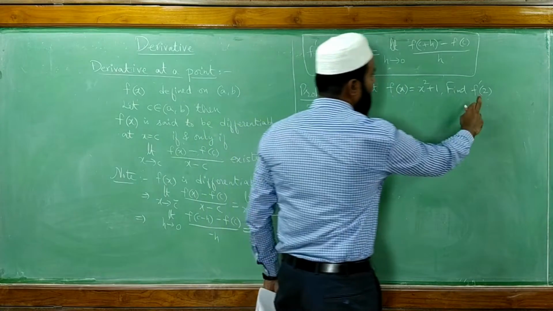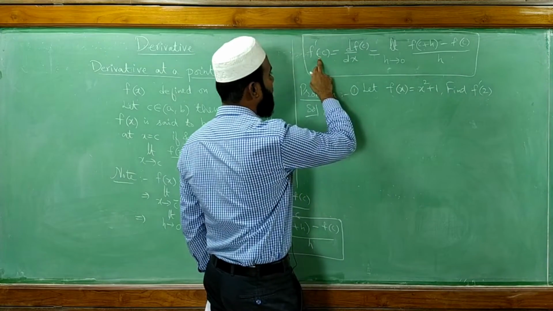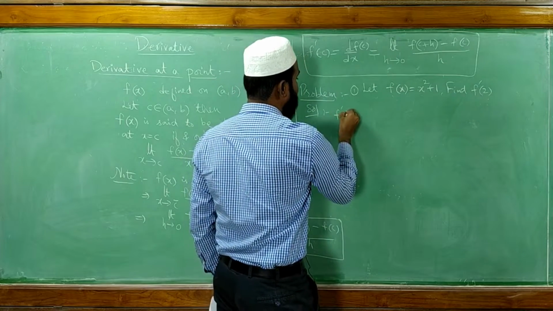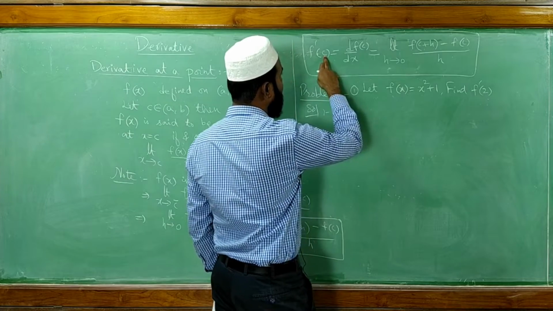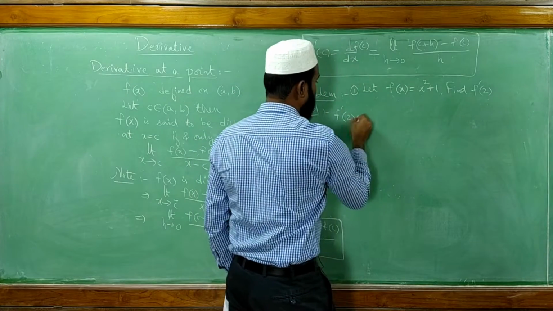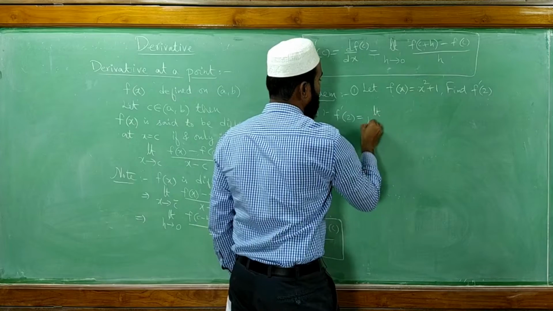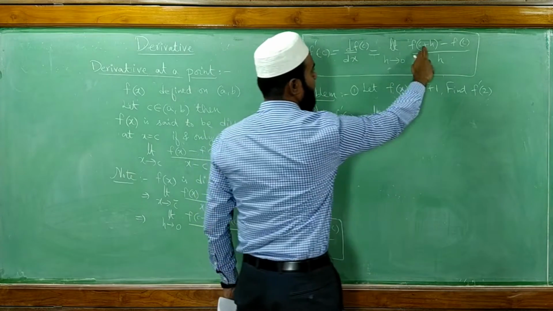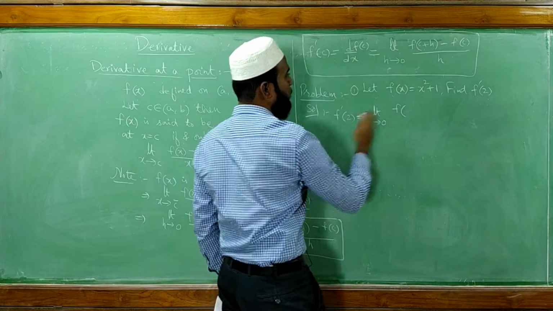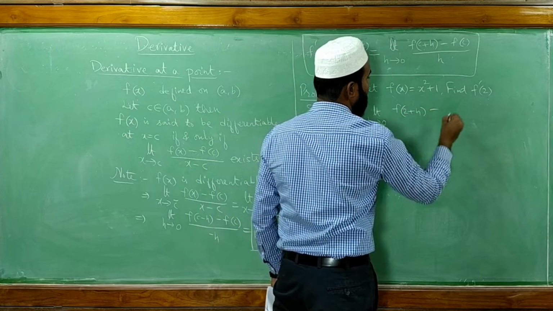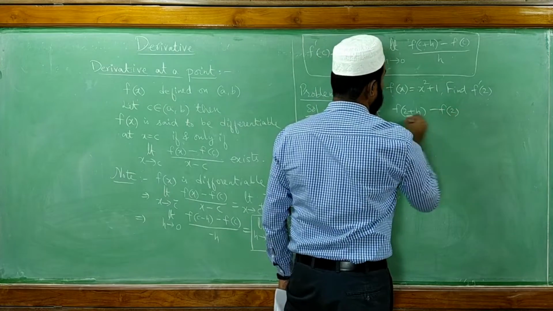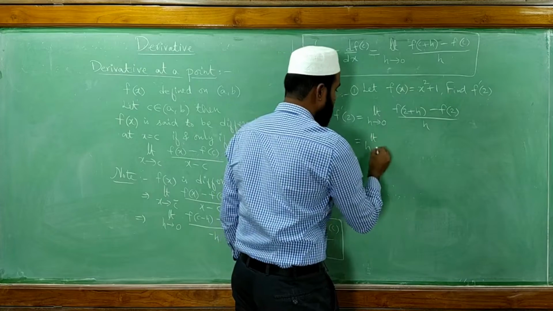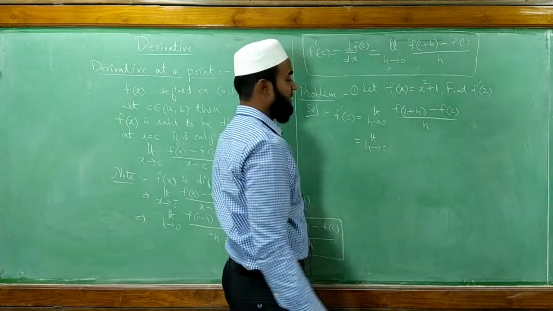So that's why we have to use this definition. As of now, what is the meaning of derivative? The derivative is given by this one. Because we have to find the derivative at the point 2, f dash of 2 is given by limit h goes to 0, f of c plus h, where in place of c we are having 2. So f of 2 plus h minus f of 2, divided by h, is equal to limit h goes to 0, f of 2 plus h.